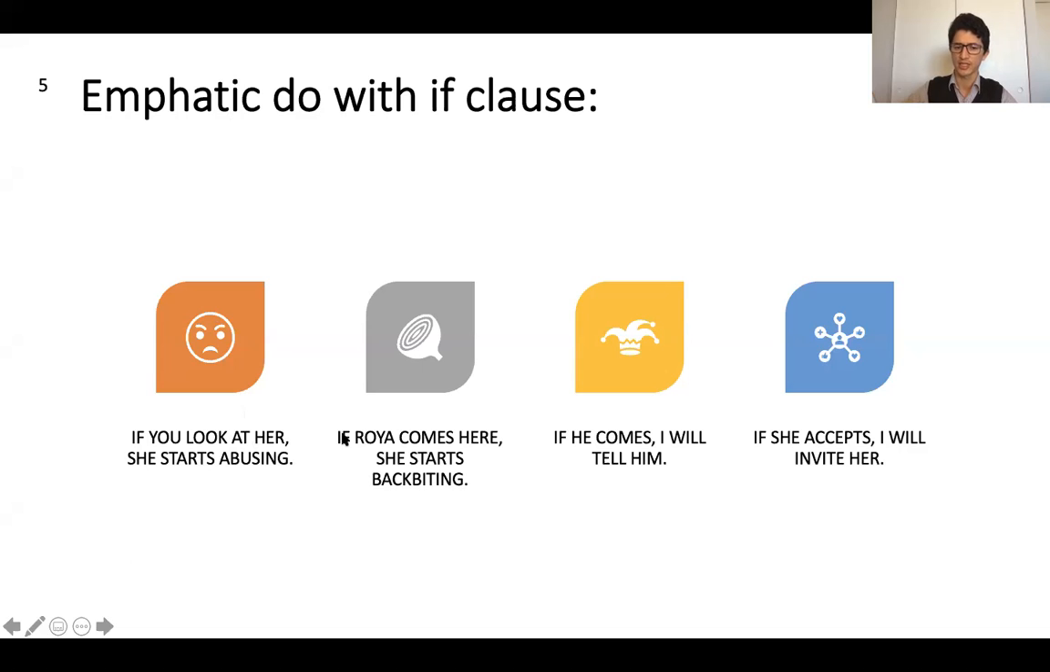If Ruya comes here, she starts backbiting. If Ruya comes here, she starts backbiting. Another one here. If he comes, I will tell him. If he comes, I will tell him. So you put a stress on if. The other one. If she accepts, I will invite her. If she accepts, I will invite her. So here also you use an if clause, but you are trying to show emphasis on this sentence. Remember, the stress comes on if in this kind of sentence.